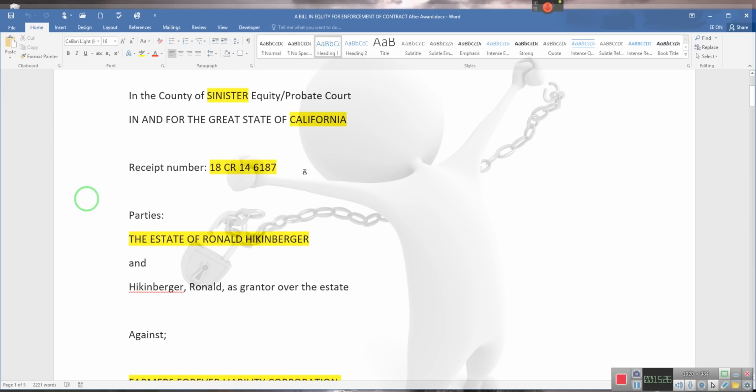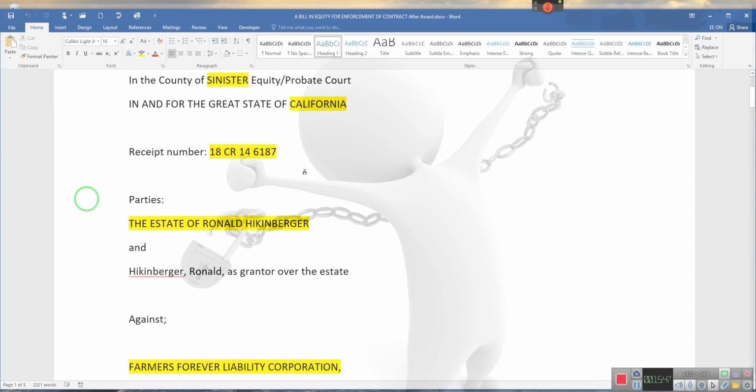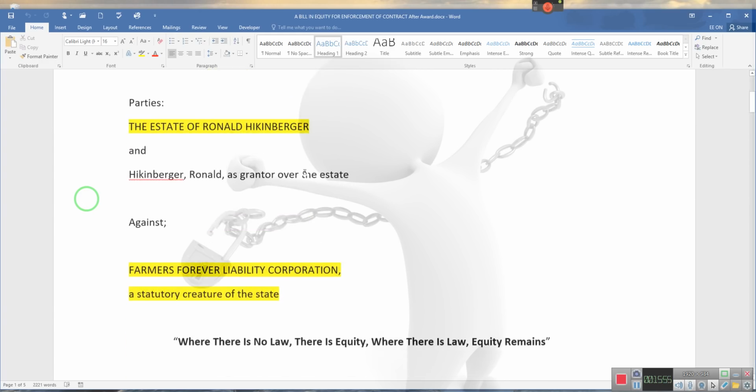So in the county of Sinister, you know, those sinister counties and those sinister courts, equity probate court, in and for the great state of whatever your state is, then you put your receipt number. If you don't already have a case number, leave that blank and then add it later. Receipt number is the case number. Okay, the parties. And then you say to be supplied, not applied, by the clerk of the court if you want to.